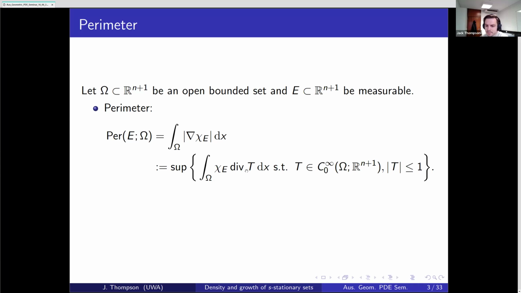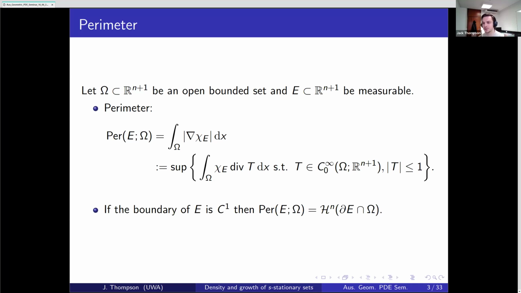It's given by this supremum on the right here. This is often notated in terms of an L1 norm of the gradient of the characteristic function, so this here is the characteristic function of E. Now, if you don't like that, throughout this whole talk you can just think of E as being sufficiently regular. In this scenario, the perimeter of E contained in Omega is simply the Hausdorff measure of the boundary of E intersect Omega.